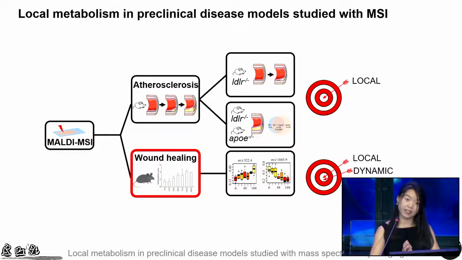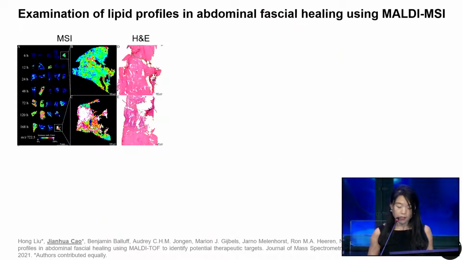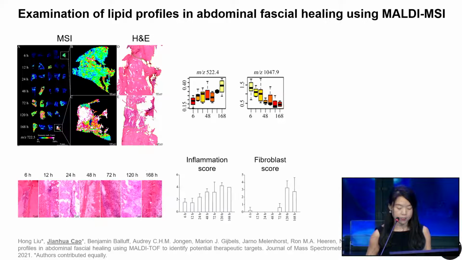In order to investigate both local and dynamic metabolism, we applied mass spectrometry imaging to the wound healing process involving several time points. Similar to atherosclerosis, wound healing is also very complex and dynamic, involving many cells and molecules. In this study, we aimed to apply mass spectrometry imaging to investigate lipid alterations during the abdominal fascial wound healing process, and later correlated with the histologic alterations.